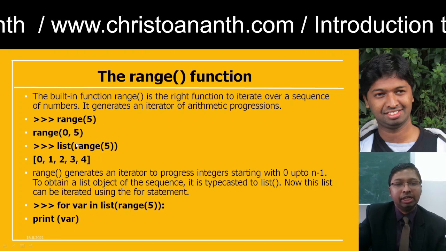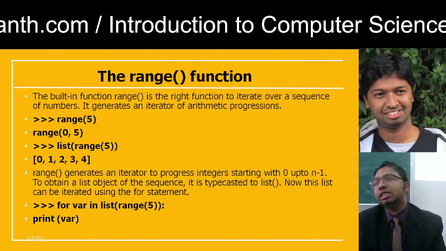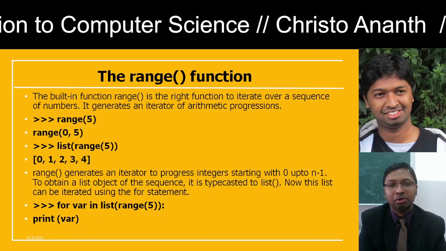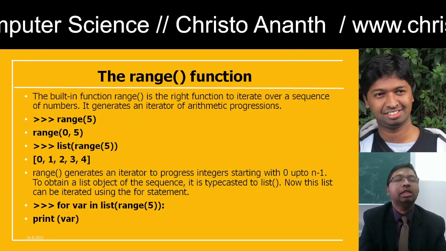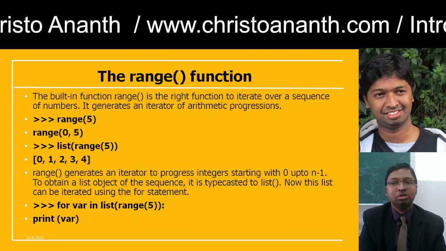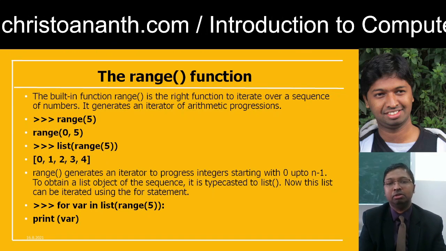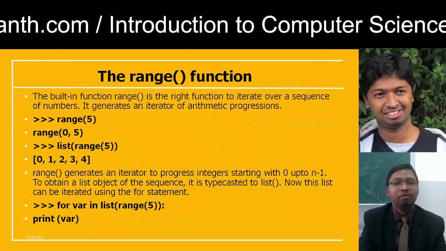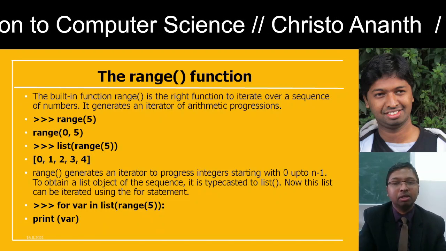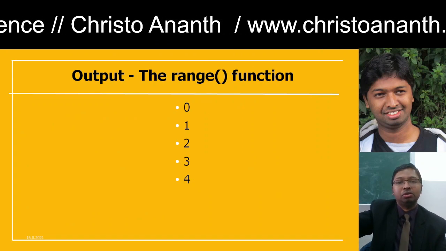The range function generates an iterator of progressive integers starting from 0 up to n minus 1, maybe 0 to 4. To obtain the list object of the sequence, it is typecast with the list function. Now the list can be iterated using the for statement. So you have for variable in list of range of 5, print the variable. Here you will be printing 0, 1, 2, 3 and 4.